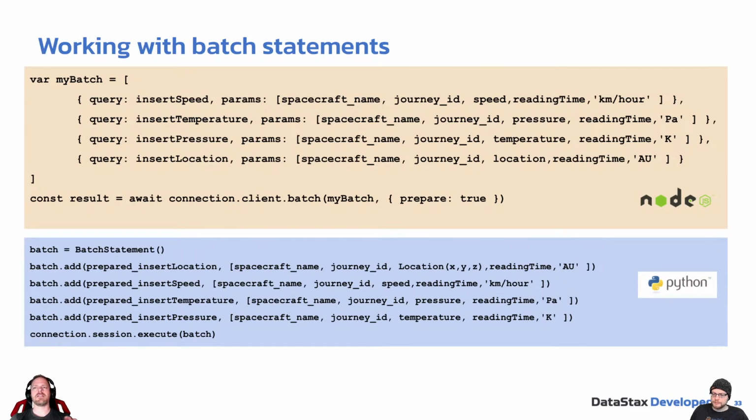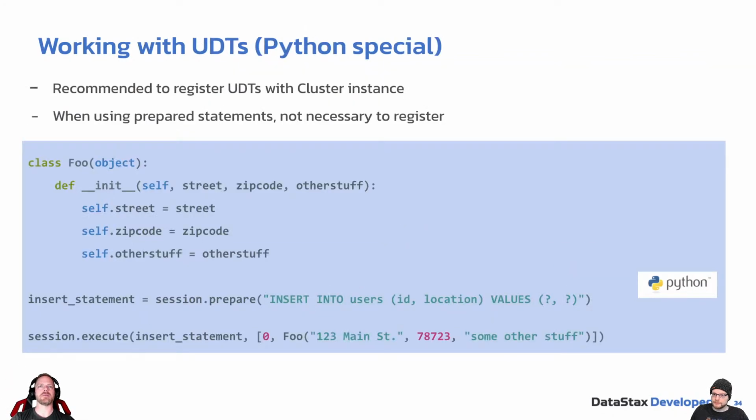So again, the syntax is slightly different between the two, but the concept is the same. But that's it. That's all you need for a batch. So if you ever have a case where you have a set of denormalized tables you want to keep synchronized, you just wrap them in a batch, and that's pretty much it from that standpoint.